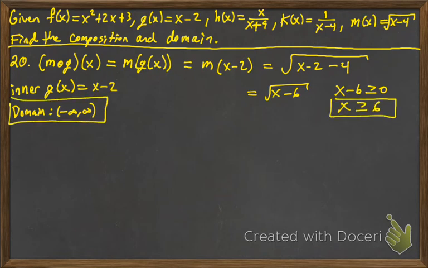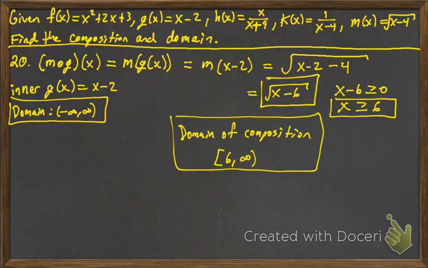Okay, so now we're going to look at these two. We have the domain of minus infinity to infinity for the inner function. The inner function doesn't care what you feed it. However, the composition does have some problems. The x must be greater than or equal to 6. So we have to roll with the more restrictive of the two. And so the domain of our composition is going to be 6 to infinity, including 6.